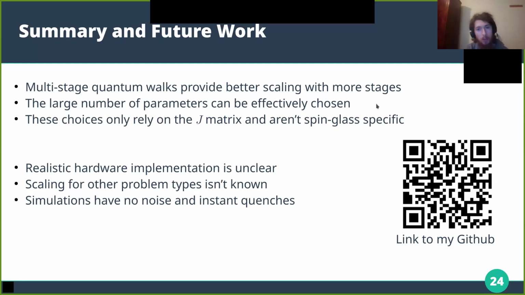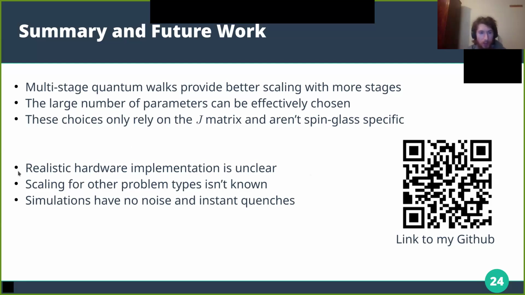The large number of parameters that appear can be effectively chosen, so the gamma parameters and the t parameters. And the heuristics that I showed work for any problem. I've only tried them for spin glasses, but the theory should hold for any problem, especially for the t parameters, because those are calculated directly from the J matrix.